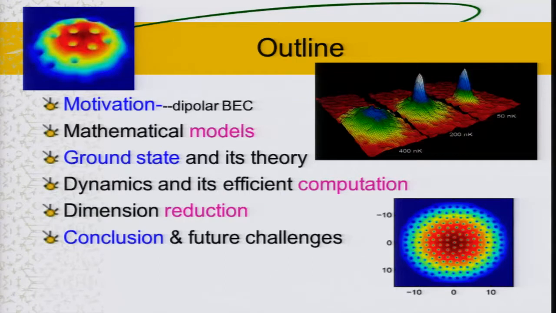A brief outline. I'll begin with the so-called motivation, showing the dipolar Bose-Einstein condensation, or BEC in short, and its mathematical model. Here there are two fundamental questions: one is the ground state, and the other is dynamics. Also, there are some dimension reduction problems. One is from the n-body particle, how to reduce to a three-dimensional nonlinear one-body problem with nonlinearity. Also, from three dimensions, if the trapping potential is so anisotropic, with strong confinement in one direction, you end up with either two-dimensional or one-dimensional models, which are much simpler to analyze and also to compute.